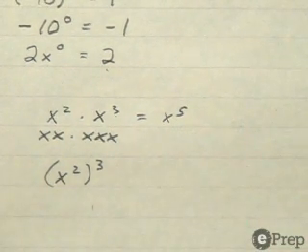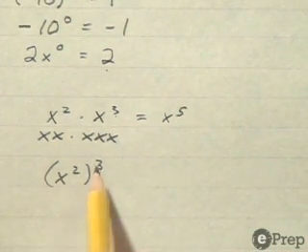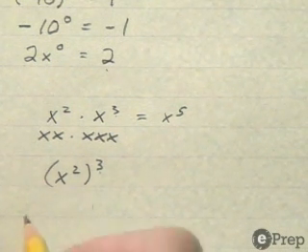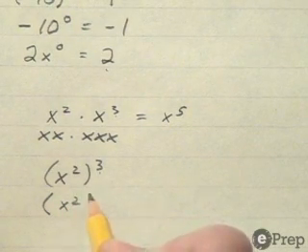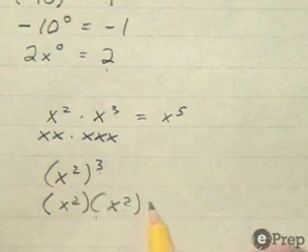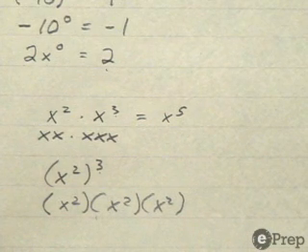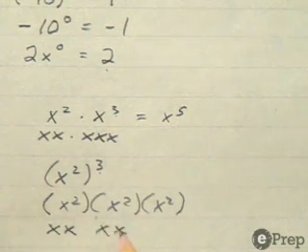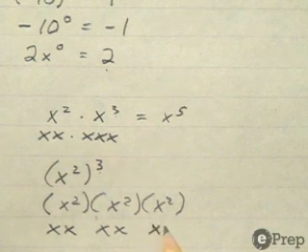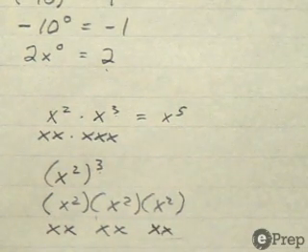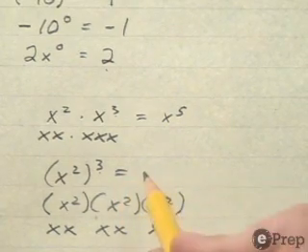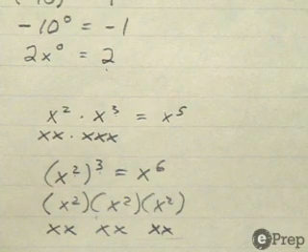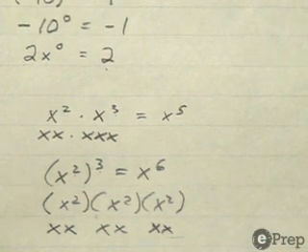Okay? And if we expand this now, this 3 is telling us to cube or multiply the x squared by itself 3 times. So if we did that, it would be x squared times another x squared times another x squared, and if we expanded that, we'd get x squared is x times x, and this x squared is x times x, and this x squared is x times x, and you can see the 6 x's. So this is going to equal x to the 6th power. So in this situation, you're going to multiply 2 times 3 is 6.